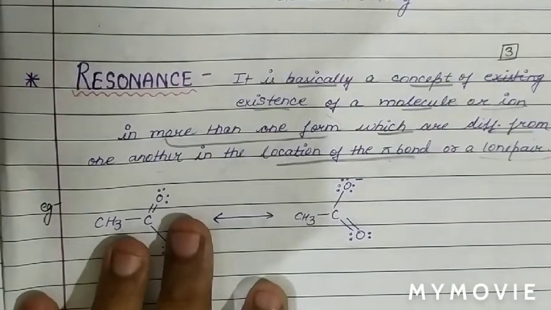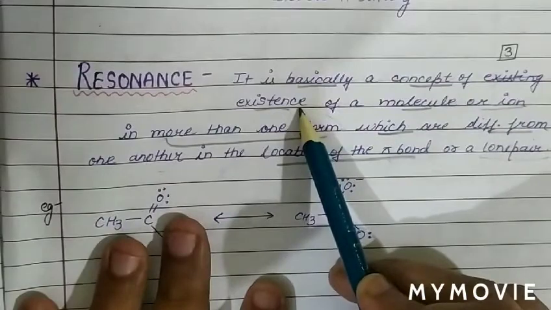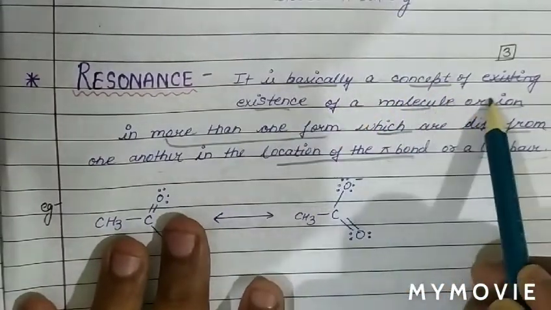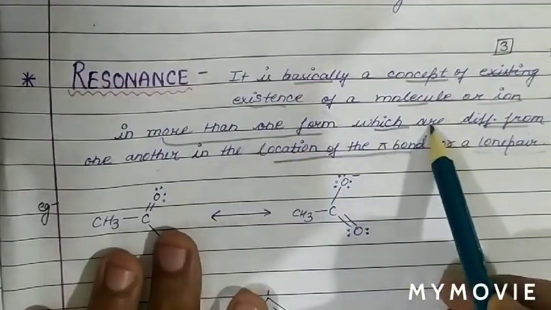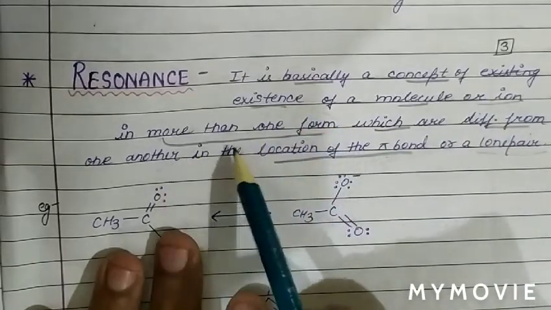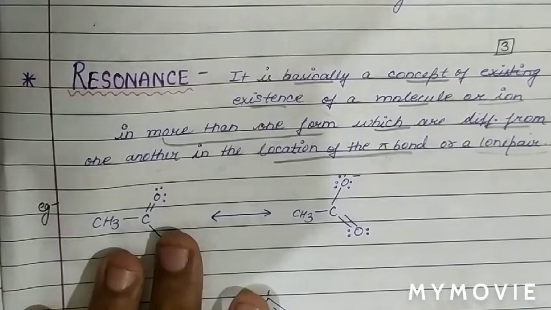So what is resonance? Resonance is basically the concept of existence of a molecule or ion in more than one form, which differ from one another. So these forms differ from each other by the location of pi bond or the location of lone pair.